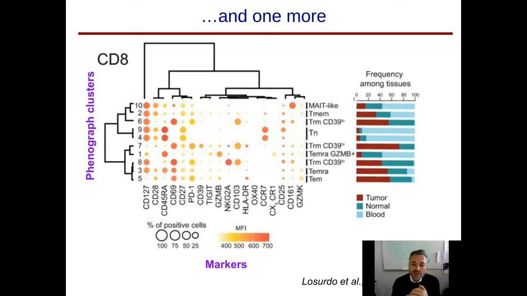On the right, we have just bar charts depicting the frequency of every single cluster among the different tissues. Also, in this case, we had a blood tissue, normal tissue, and the tumor tissue. This was from a breast cancer paper that Agnese Rosurdo published in my lab. What is the advantage of this display on the right is that you have an idea of what is the frequency of a given cluster across the different tissues.